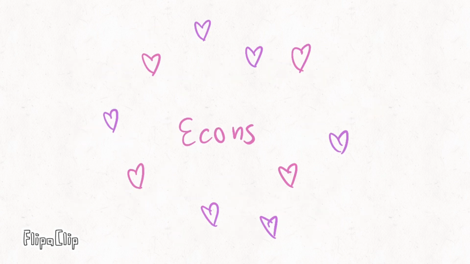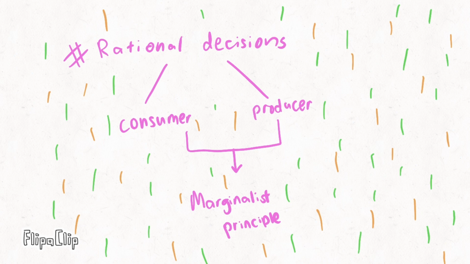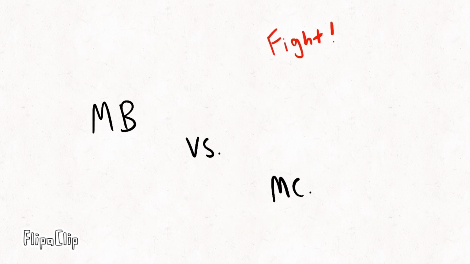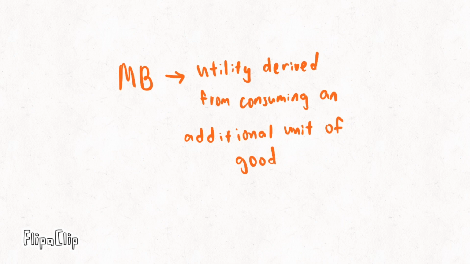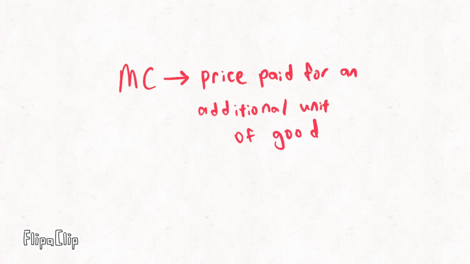So let's begin with rational decision making. For a consumer or producer to rationally decide whether they should carry out a decision, they should weigh the marginal benefit against the marginal cost of the decision. For an optimal outcome, MB should be equal to MC. Marginal benefit is the utility derived from consuming an additional unit of good. Marginal cost, on the other hand, is the price paid for an additional unit of good.